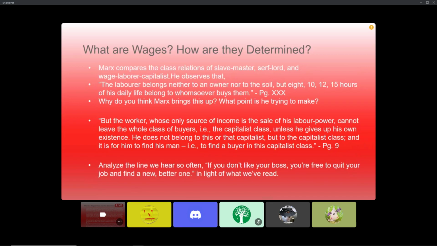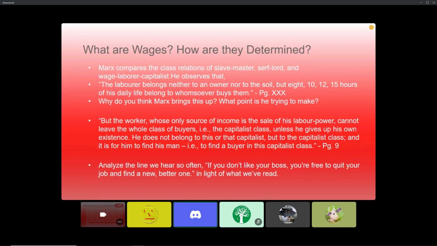So then he has a quote a little lower down in that paragraph. But the worker whose only source of income is the sale of his labor power cannot leave the whole class of buyers, that is the capitalist class, unless he gives up his own existence. He does not belong to this or that capitalist, but to the capitalist class. It is for him to find his man, that is, to find a buyer in this capitalist class.